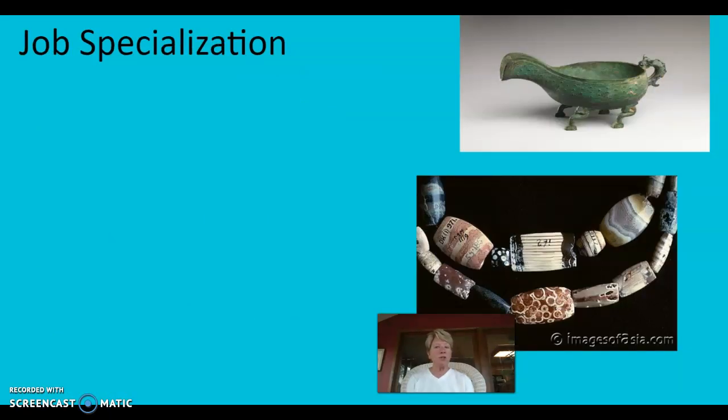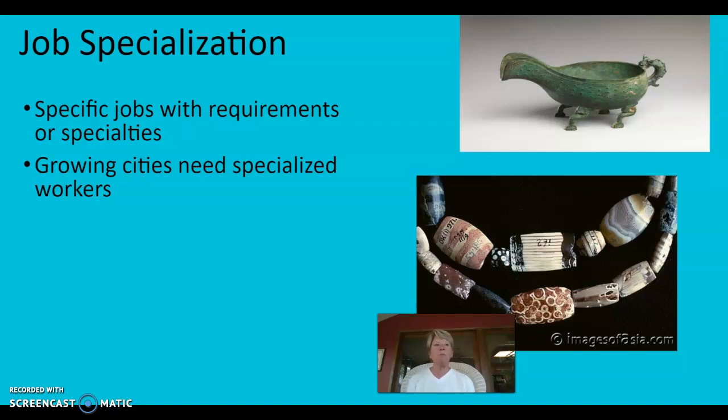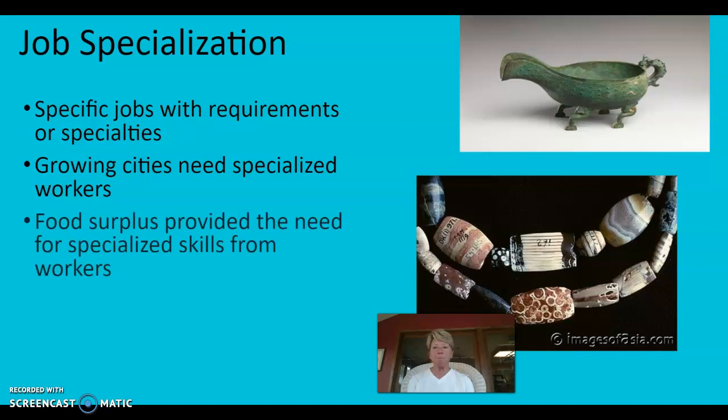As civilizations grew, job specialization became very important. Job specialization means specific jobs with requirements or specialties. Growing cities need specialized workers to meet the needs of the things that they needed. So they needed bricklayers, they needed people who could weave, they needed people who were bronze workers. And so there were a lot of requirements. They also needed people who could create luxury items.